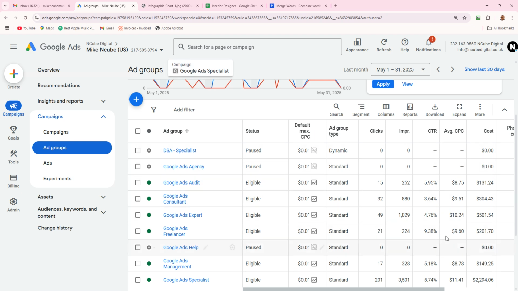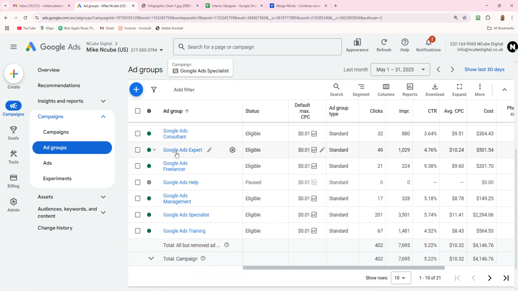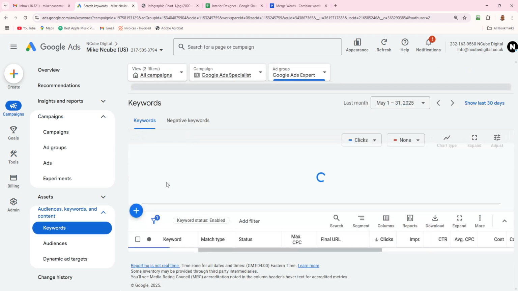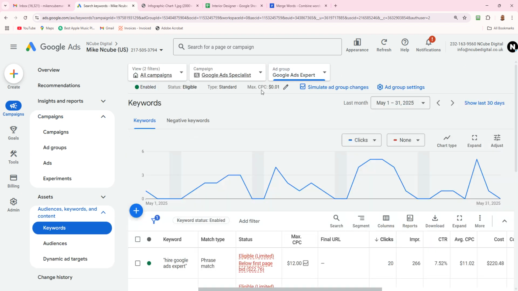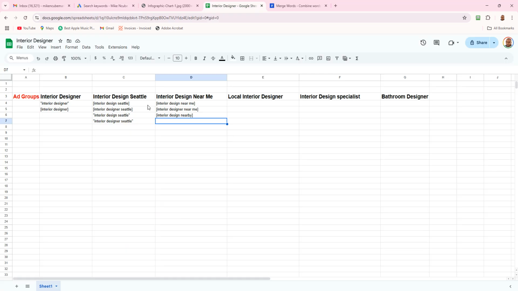Now, I don't have an interior design example to show you, but let's assume this is an interior design business and we've got our ad group there. This one, for example, Google Ads Expert. So we now want to use the keyword suggestion tool so we can find more keywords that relate to the initial keywords we added right here for each ad group.